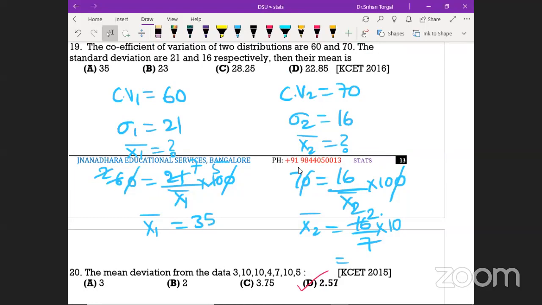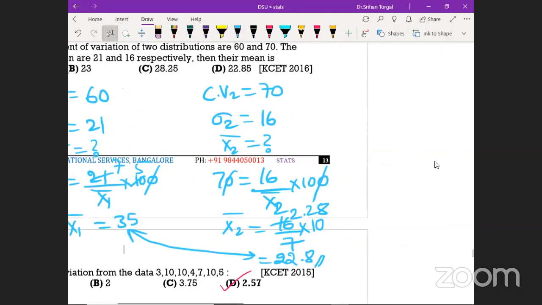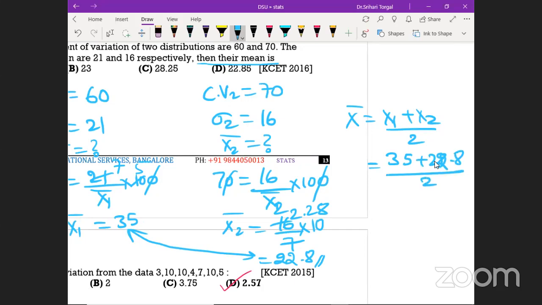7 2s are 14, 20, 7 2s are 14 again, 60, 7 8s are 56. 22.8 is the answer for this. And you need to take the mean of these two. That is, x bar is equal to x1 plus x2 by 2. They told that their mean is whatever result you get. So it is 35 plus 22.8 by 2.